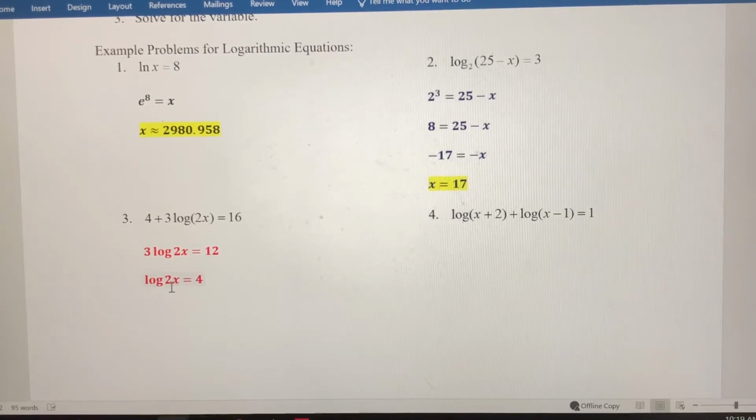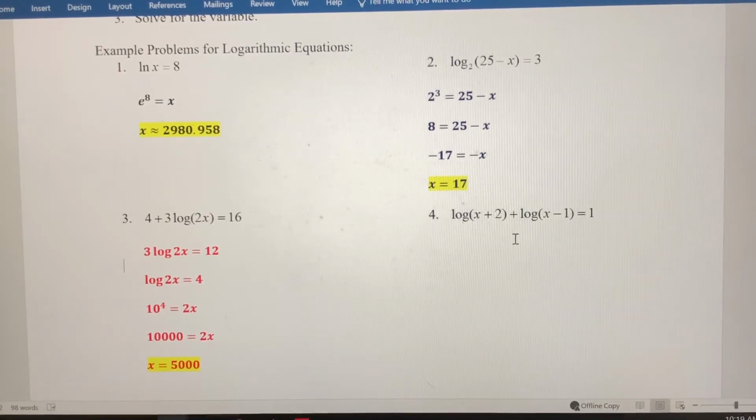Okay, again, the understood base here is 10, so I'm going to rewrite this as 10 to the 4th equals 2x. Okay, 10 to the 4th power is 10,000. And then I'm going to divide both sides by 2. So x equals 5,000. Okay, you can plug that in, do all the math, and you'll see that that answer is correct.